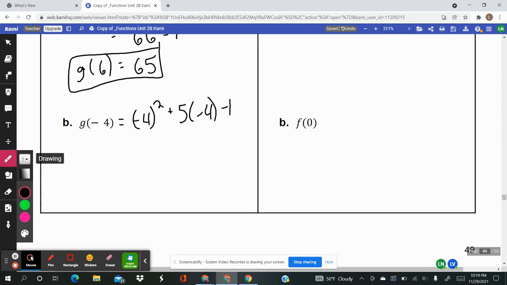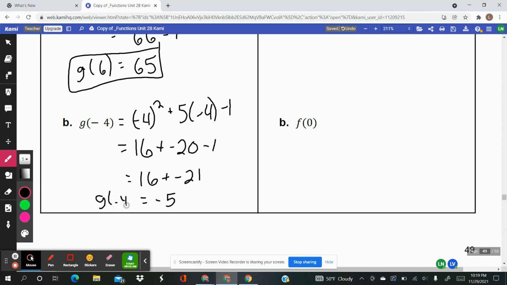Negative 4 squared, if I put that in my calculator, that's going to give me a positive 16. You can also do it by hand. Negative 4 times negative 4 gives me a positive 16. 5 times negative 4 is negative 20 minus 1. So 16 plus negative 21 gives me the answer of negative 5. So G of negative 4 equals negative 5.